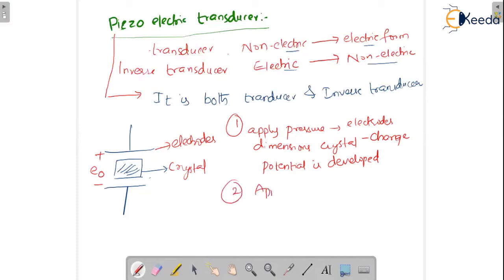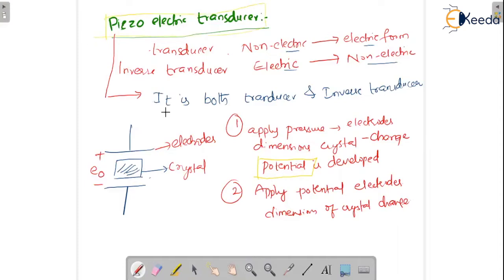Now, if you apply a potential to the electrodes, then the dimensions of the crystal will change. Why do you get this potential? Because there are some charges. Because of the change in the dimensions of the crystal, the charges are produced. So this is basically a piezoelectric transducer, which acts as both a transducer and an inverse transducer. This is the basic principle behind it.